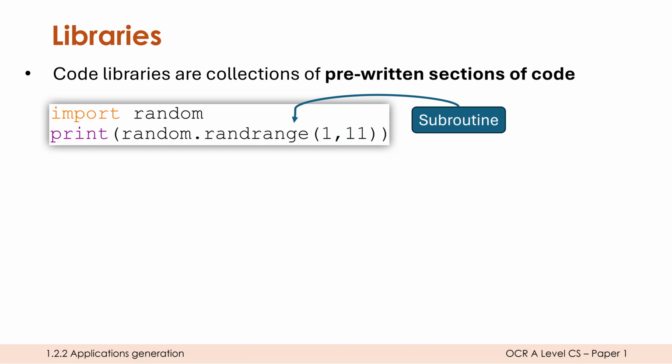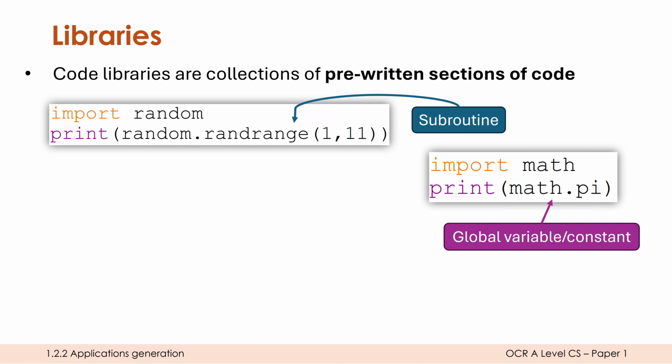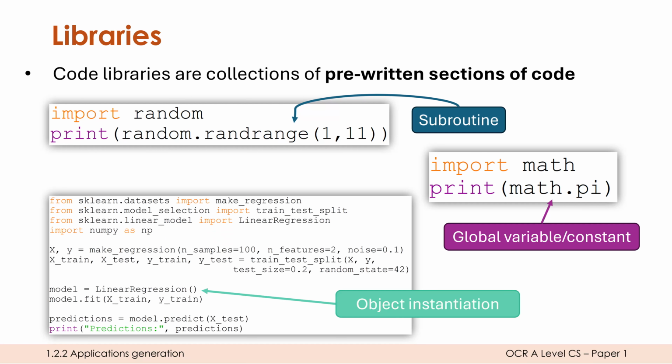For example, if we import what's called a module in Python, that's me allowing access to that library. Here is a random library, which has different subroutines relating to randomness. I would say subroutines are the most common pre-written bits of code we would utilize, but you can also sometimes have constants provided via libraries. And you also might have, for example, class definitions provided via libraries as well.